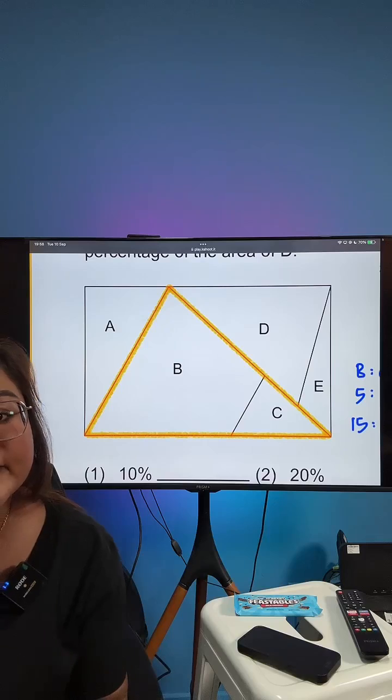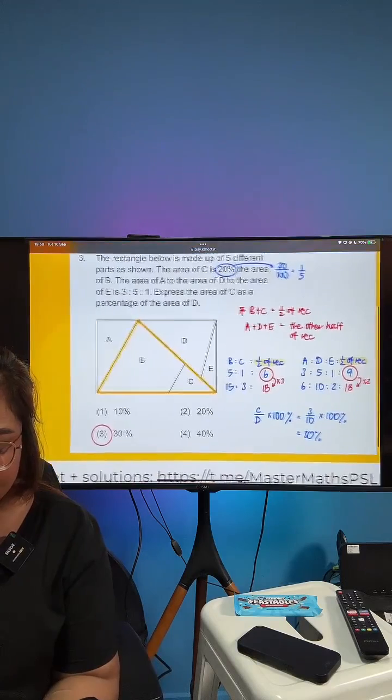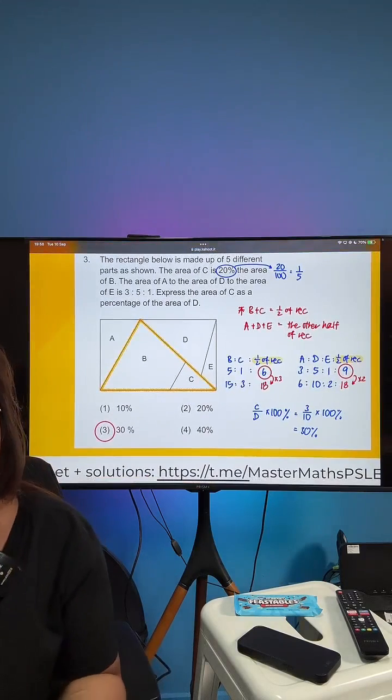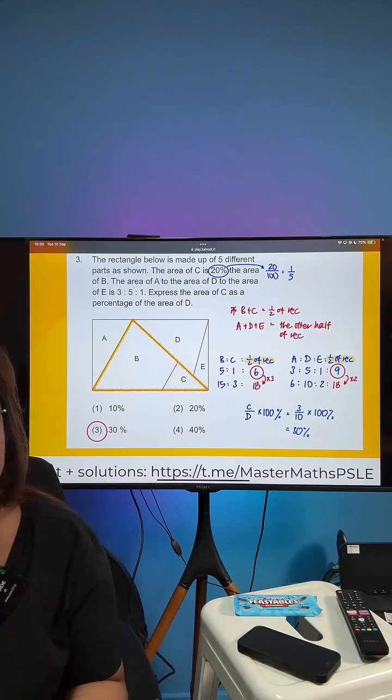Alright? Got it? Good job. That is why we make half of the rectangles the same, and therefore we will get all the units that we need, which is C versus D, 3 out of 10, 30%. Okay?